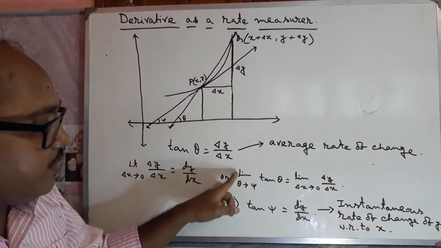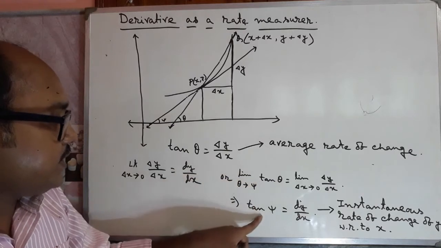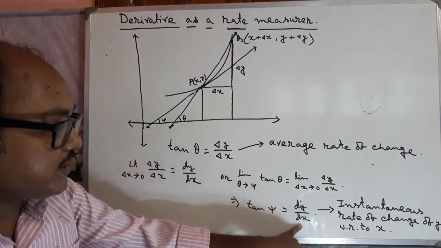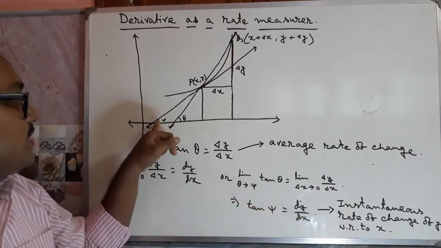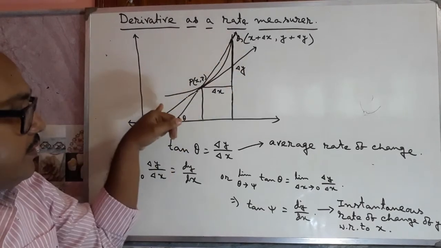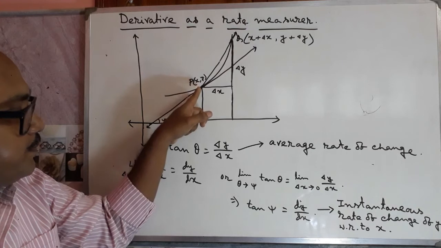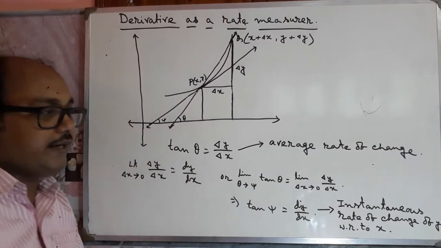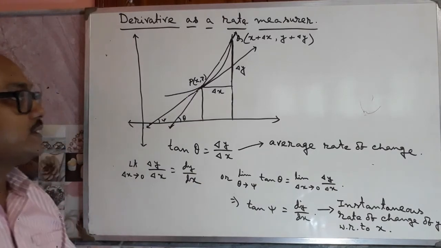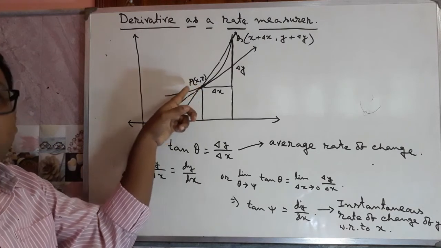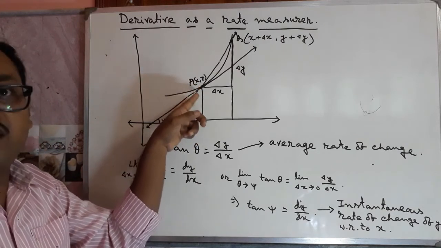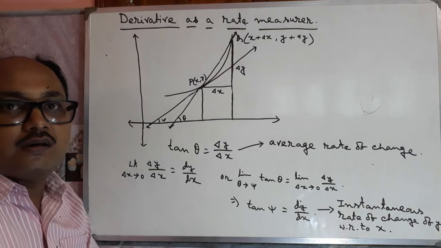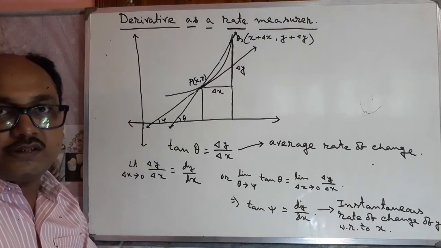Then this tan theta, as theta tends to psi, can be written as tan psi, and this term we wrote, that is dy/dx. So dy/dx is tan psi, that is the slope of that tangent at that particular point P. This term is known as the instantaneous rate of change of y with respect to x. That is the rate of change in y with respect to x at the point P, where the coordinate is (x, y). That's why derivative is nothing but a measurement of rate of change.